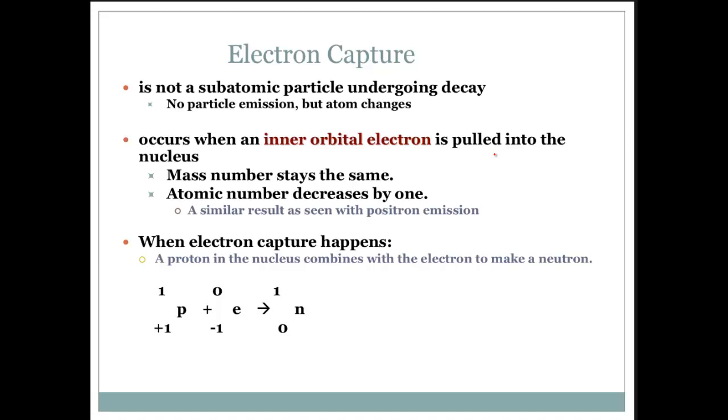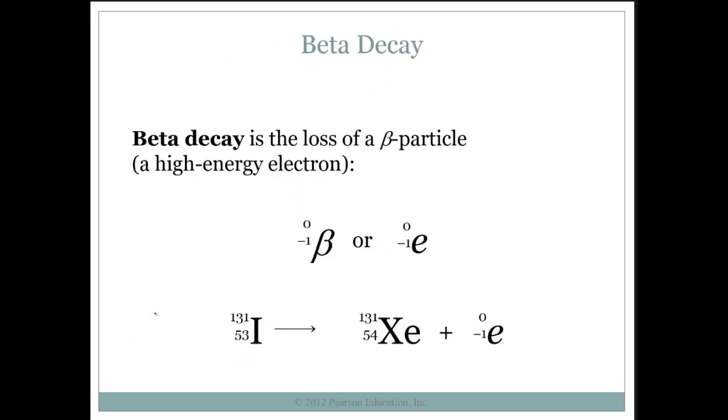It occurs when an inner orbital electron is pulled into the nucleus. The mass number stays the same, but the atomic number decreases by 1. A similar result is seen with positron emission. When electron capture happens, a proton in the nucleus combines with an electron to make a neutron. So therefore the bottom numbers cancel each other out to make a neutral.